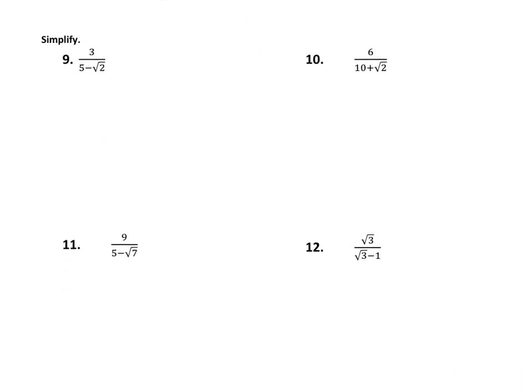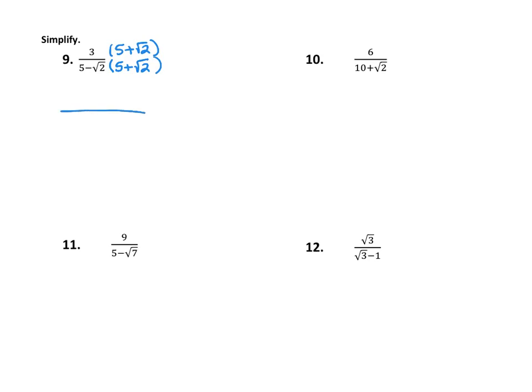If I look at number 9, I notice I have 5 minus square root of 2 in the denominator. So I'm going to multiply by 5 plus square root of 2. And whatever I do to the bottom, I have to do to the top. And again, remember, it's always the opposite sign. So in this case, I had a minus in the original problem, so I had to multiply by a plus.